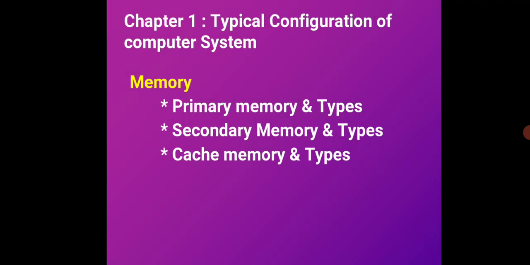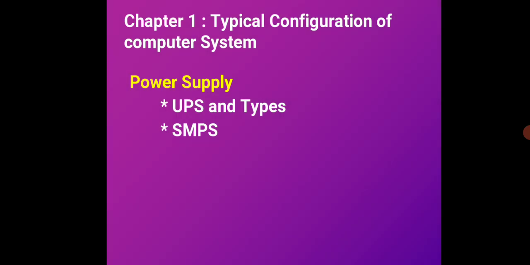And next one is memory. In memory, primary memory and types, RAM and ROM, secondary memory, and cache memory. Cache memory is very important, and the types of cache memory are L1, L2 and L3 cache. Next is power supply. Power supply is divided into 2 types: UPS and SMPS. In UPS, there are 2 types: online and offline UPS. Also the expansion of SMPS and what is the use of SMPS.